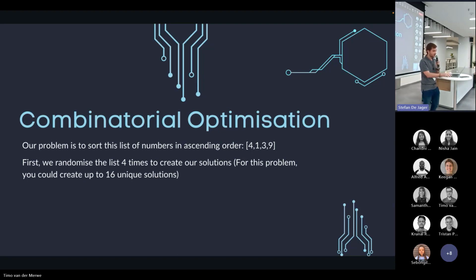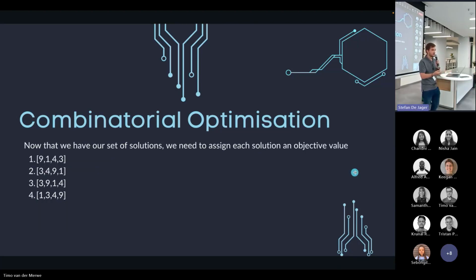So we are going to randomize the list to create our first solution, and we get 1943. We randomize the list again to get our second solution, which is 3491. We randomize it again to get our third solution, which is 3914. And we randomize it one more time to get our fourth solution, which is 1349. So now we have our set of solutions for the problem.